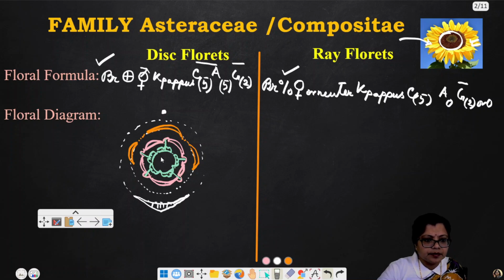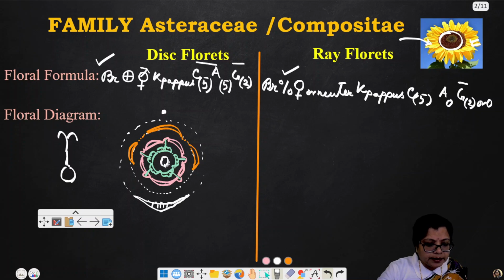Now the next part. Next part is the innermost whorl, that is gynoecium. For gynoecium, what have we learned? That is bicarpellary but fused together, compound ovary, inferior ovary, single style, and it forms bifid stigma.